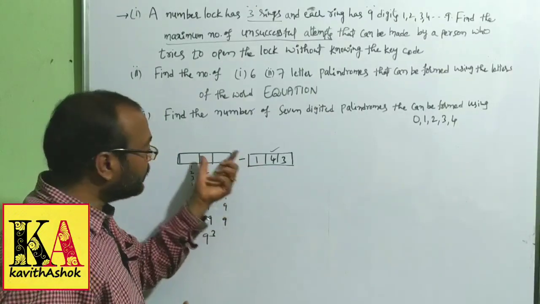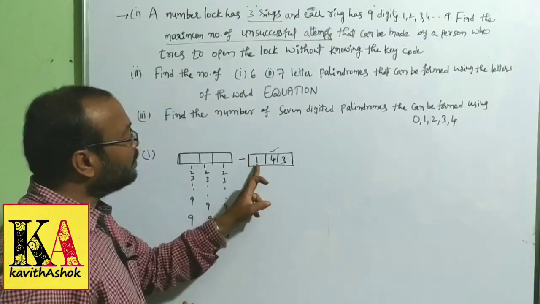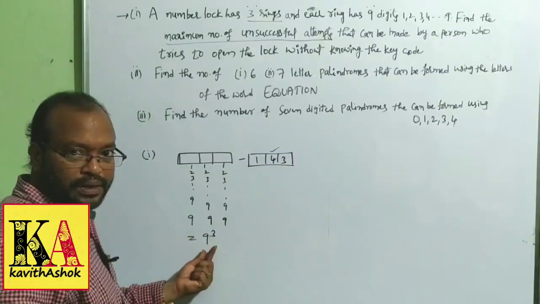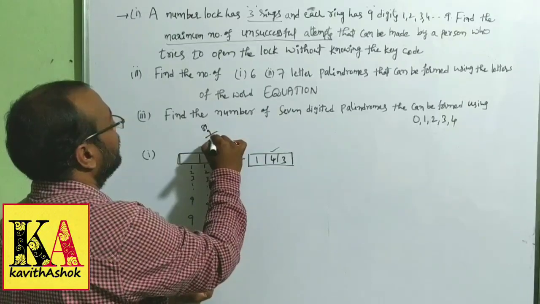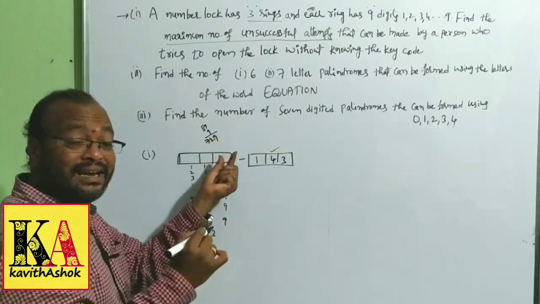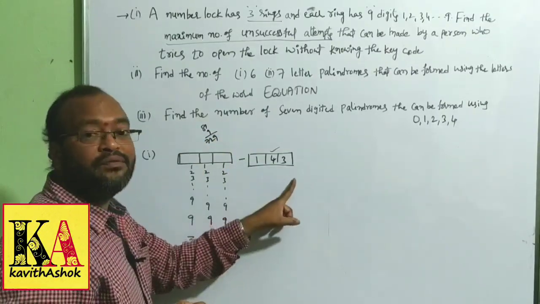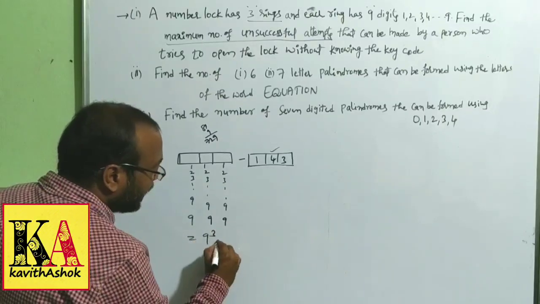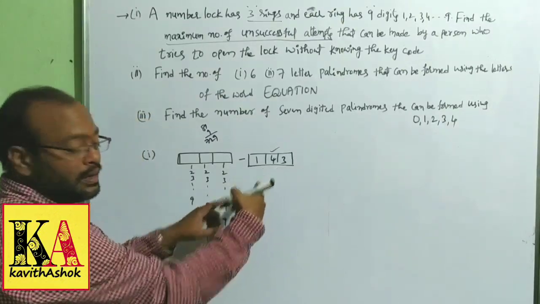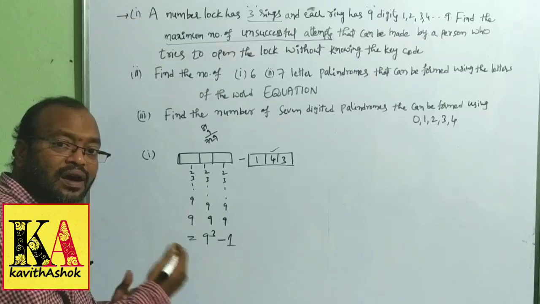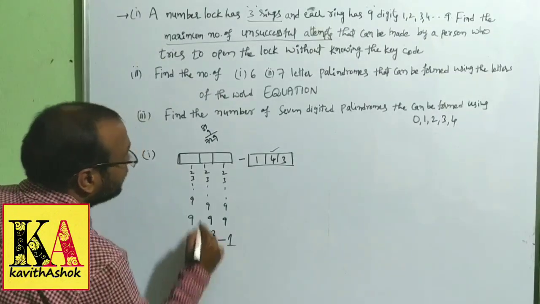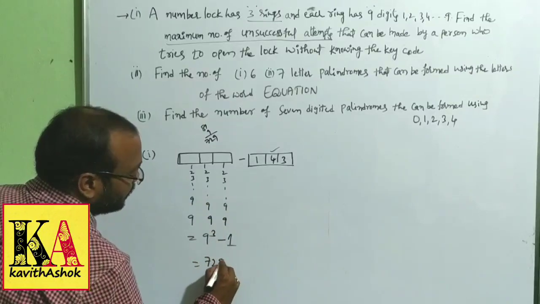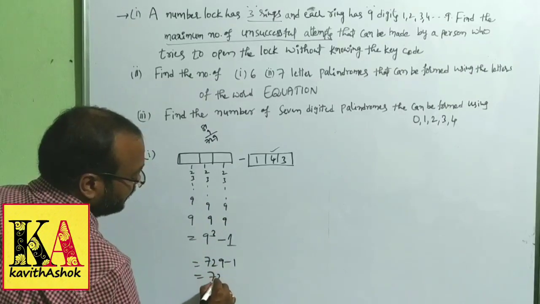But we don't know. That's why we tried like this. In that, 9 cubed, in the sense 9 into 9 into 9, from 1 to 9, gives 729 attempts. One of the attempts is 143. If we subtract this one attempt, then the remaining are all unsuccessful. So that's why 729 minus 1 is equal to 728.